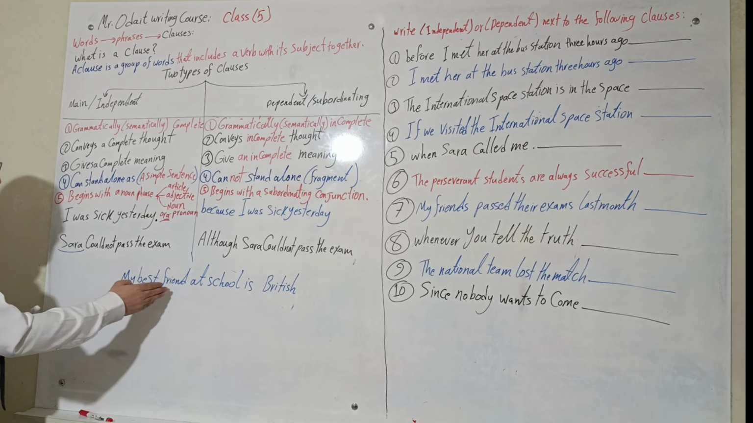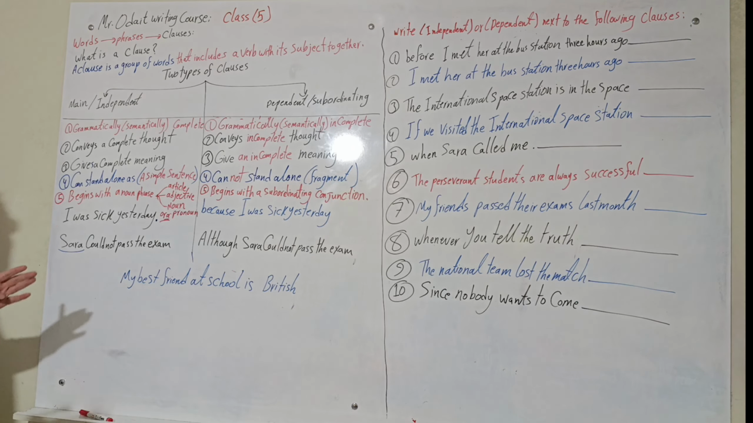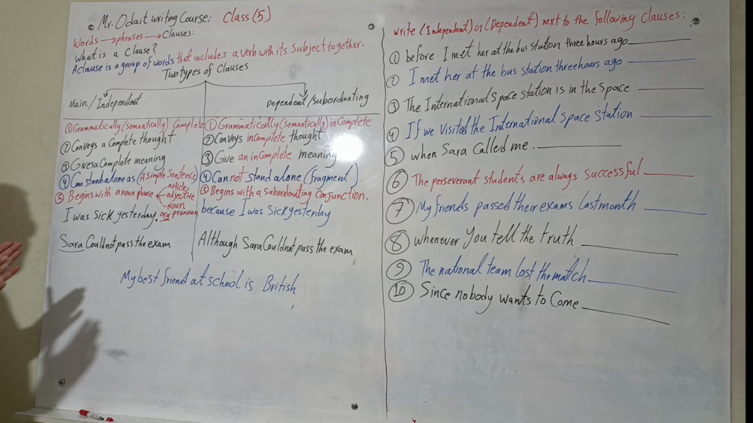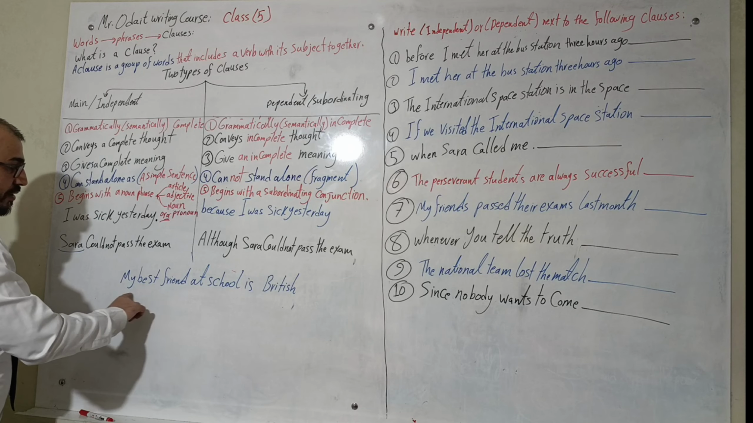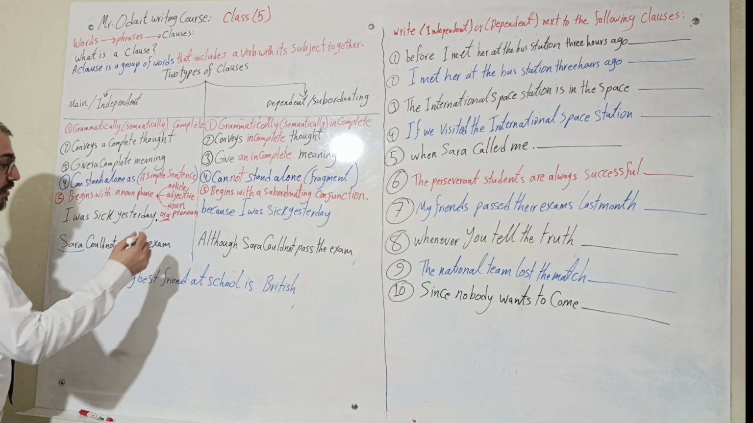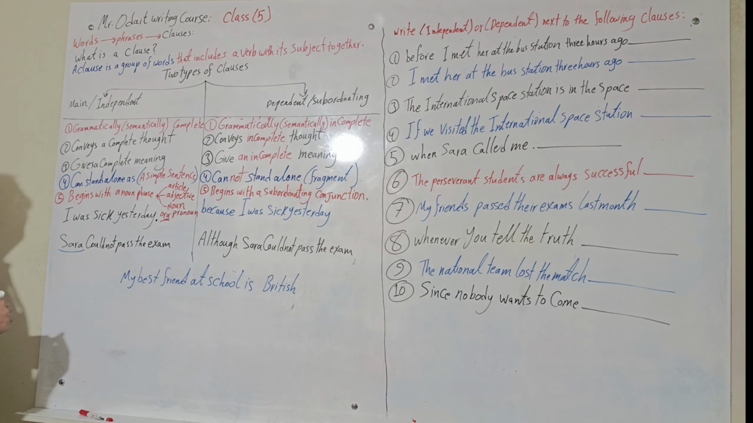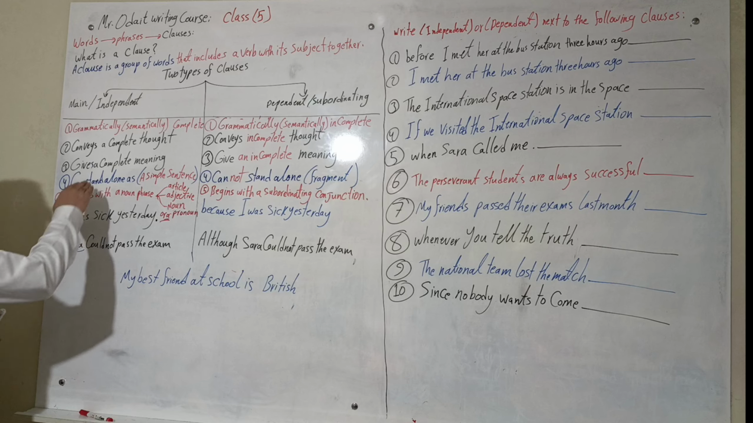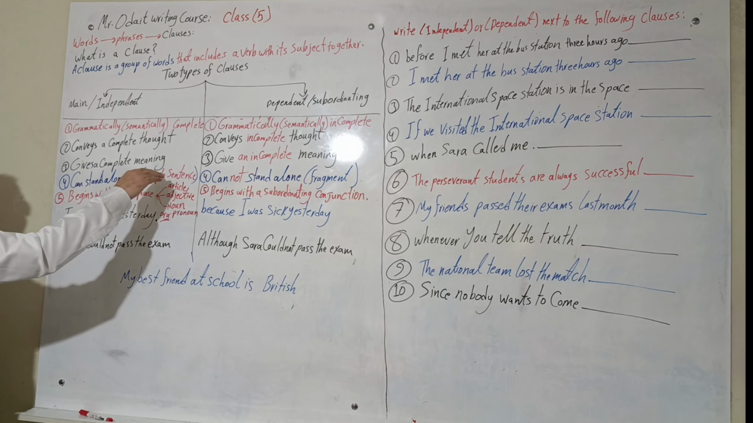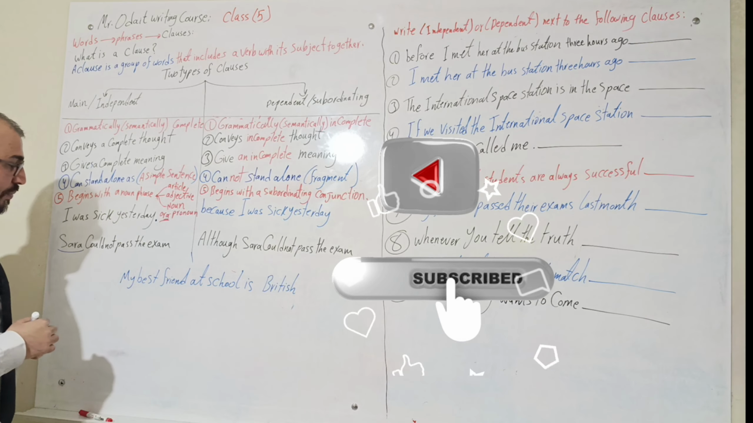I say my best friend at school is British. Generally, my friends, this is an independent clause because it applies all of these conditions. The first one is that it is grammatically complete, or semantically, it has a subject, a verb, and a complement. Here, it conveys a complete thought and gives a complete meaning, and can stand alone as a simple sentence.